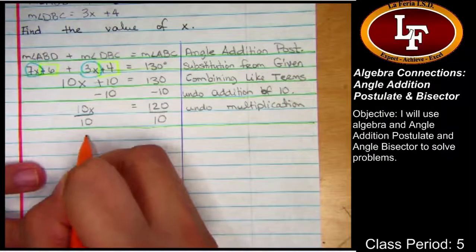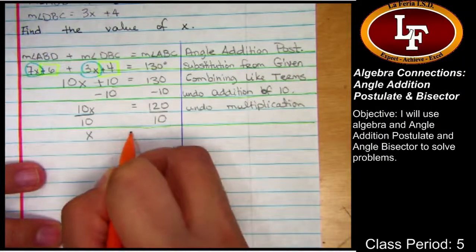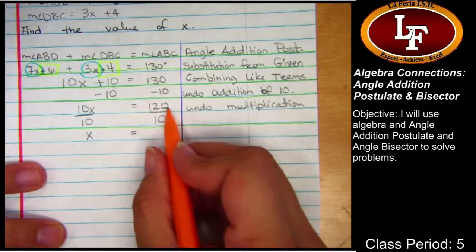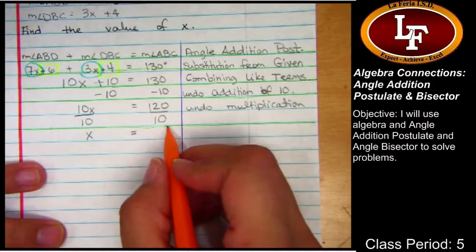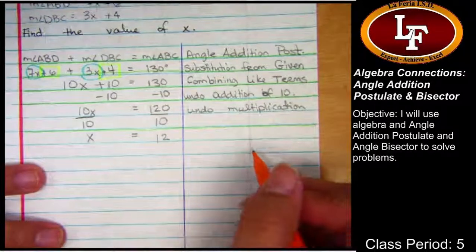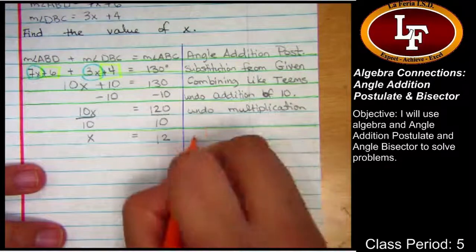10 divided by 10 is 1, so it leaves us with just the x, because that's a multiplication-division kind of thing. 120 divided by 10 is 12. You could tell my brain was already on the answer, right? And so that was just straight up division.